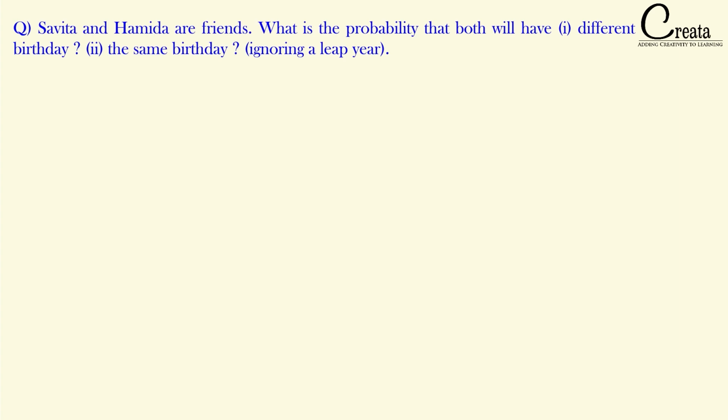The question is, Sangeeta and Hamida are friends. What is the probability that both will have, first case, different birthdays, second, the same birthday? In the question it is given, we have to ignore the leap year, which means we have to take the number of days of the year as 365.